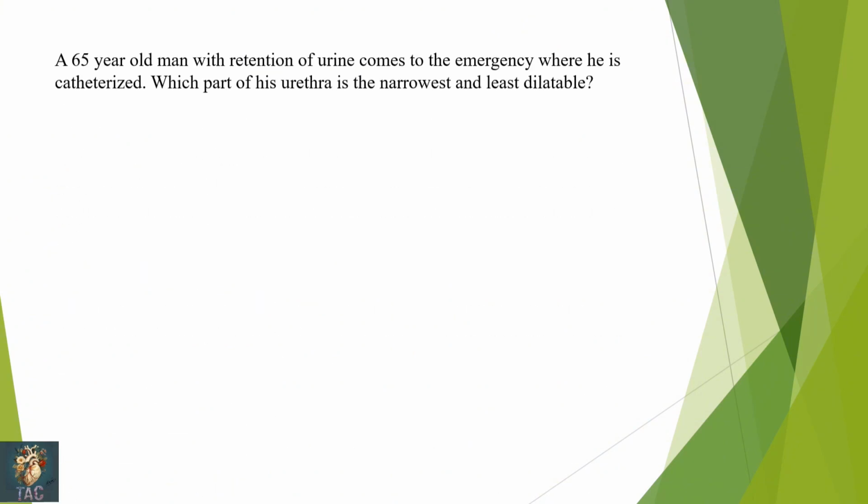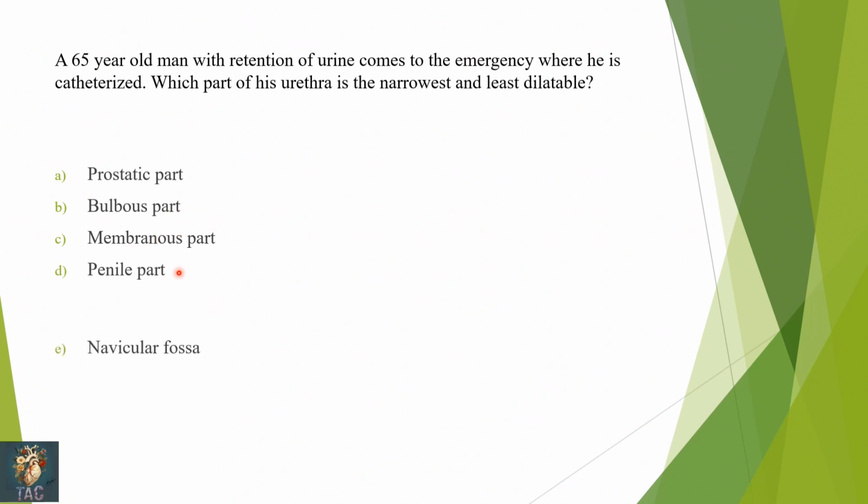Next is, a 65-year-old man with retention of urine comes to the emergency where he is catheterized. Which part of the urethra is narrowest and least dilatable? So this is a very common MCQ, usually present in your exam. The parts of the urethra are the prostatic, bulbous, membranous, penile, and navicular. So please remember, this is the membranous part of the urethra which is the narrowest and least dilatable part, and this is the answer.